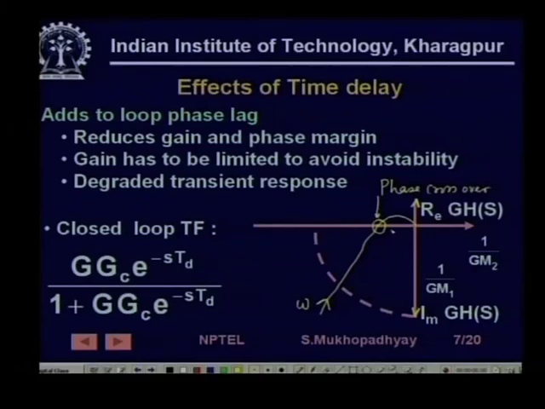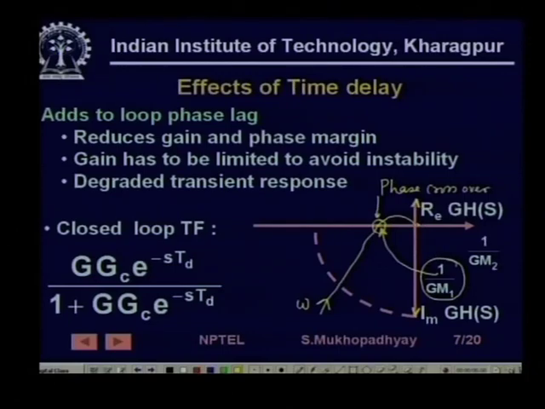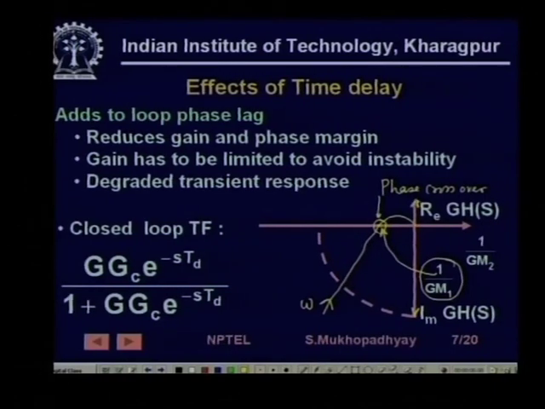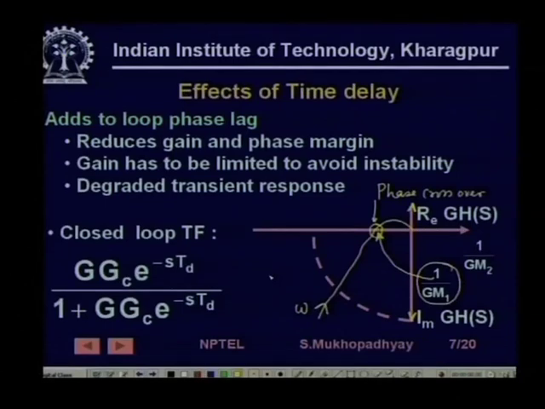So it is this frequency. If the gain here is GM, then the gain margin is 1 by GM1. So this is that of the loop without delay. Now if you have a loop with delay, then what happens? At every frequency the magnitude will remain the same, and there will be a phase lag added.